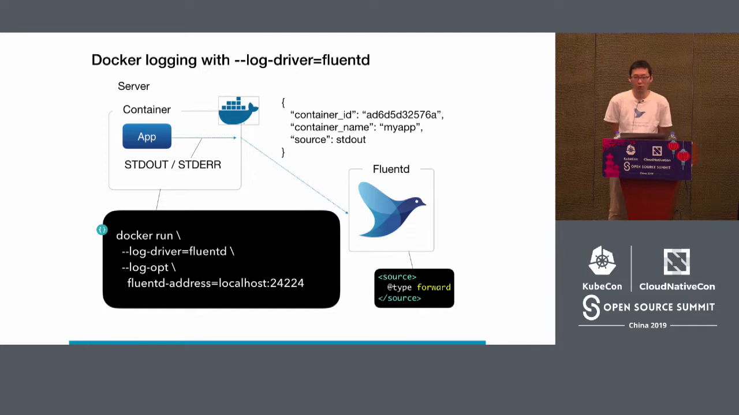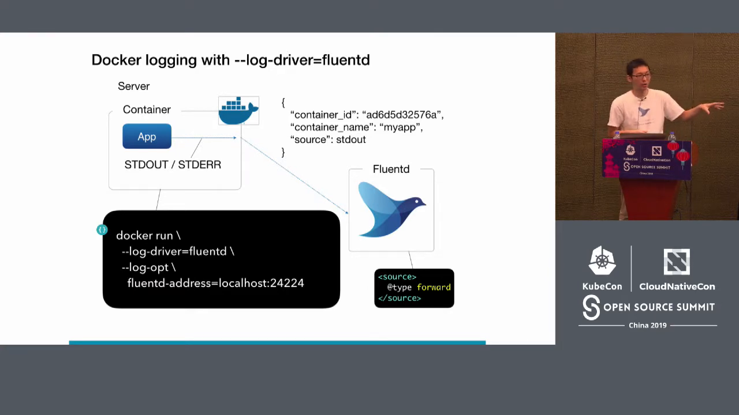Next is how to collect data from Docker environments. This is a Docker specific approach: Docker logging with the logging driver. Docker has a logging driver mechanism to send data to external systems, for example, a local file or over TCP. And Docker supports the Fluentd logging driver by default. So it's easy to collect Docker logs with Fluentd using this logging driver.